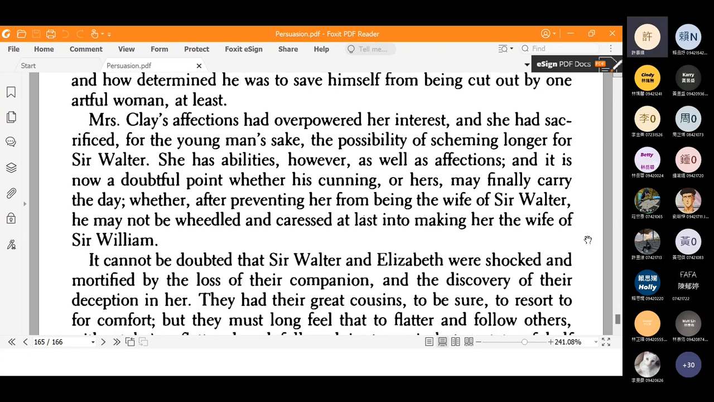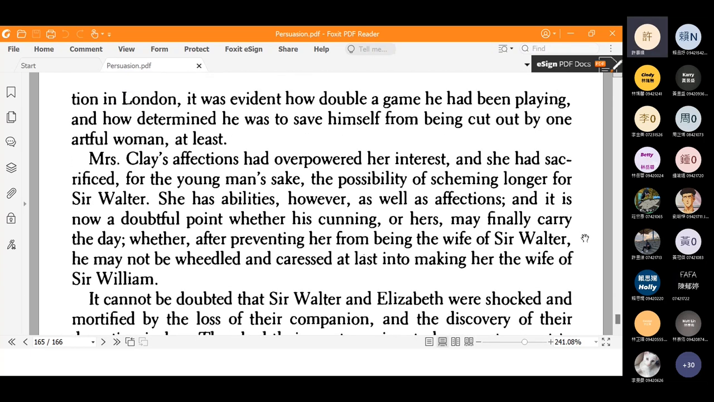So the ending for these two is also very fitting. Mr. Elliot tries to have it both ways, and he loses it both ways. He tries to enter the family, he can't get in. He tries to prevent Mrs. Clay from entering the family. Now he's stuck with Mrs. Clay.